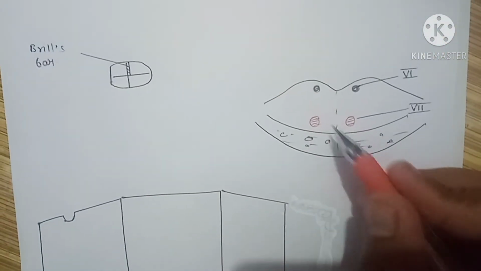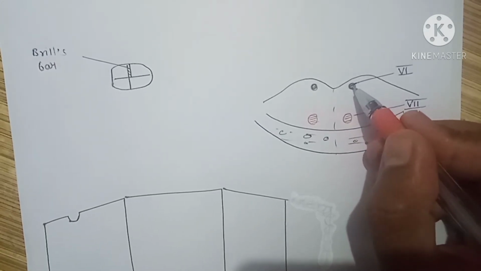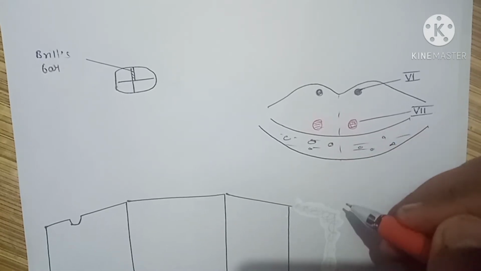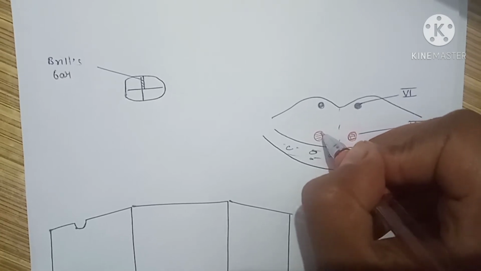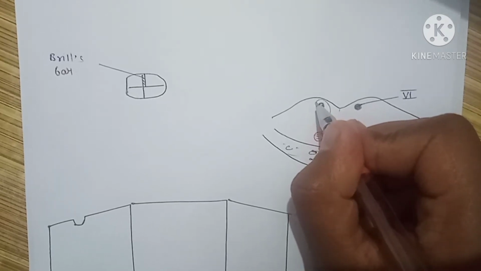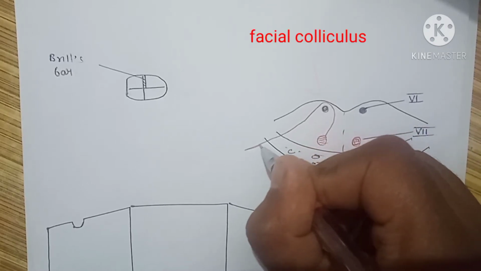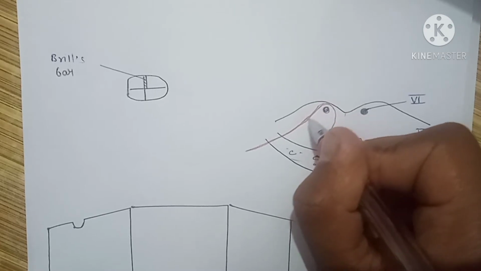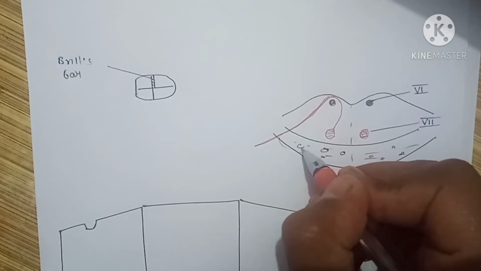So this is a cross section at the level of pons. Two things we need to remember for our facial nerve: this is the sixth nerve nucleus, the abducent nucleus, and this is our facial nerve nucleus. From this motor nucleus originates our facial nerve and it hooks around the sixth nerve. Then it passes laterally and comes out through the pontomedullary junction, lateral to our olive.